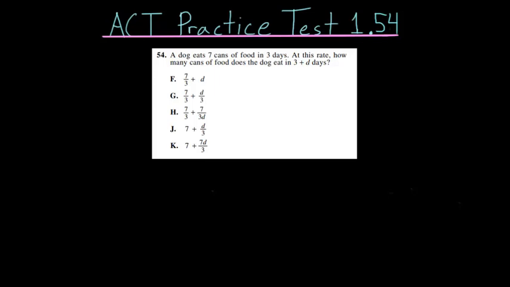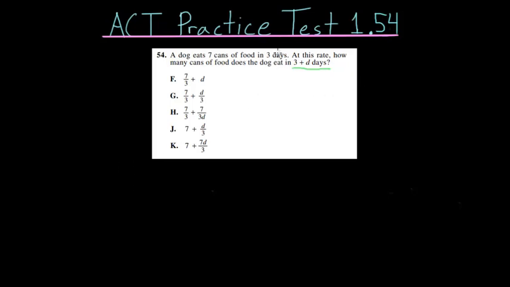For the 54th problem on this first ACT practice test, a dog eats 7 cans of food in 3 days. At this rate, how many cans of food does the dog eat in 3 plus D days? So to answer this question, we need to figure out the unit rate, or essentially the rate of food that the dog eats in 1 day. So how much food does this dog eat in 1 day?